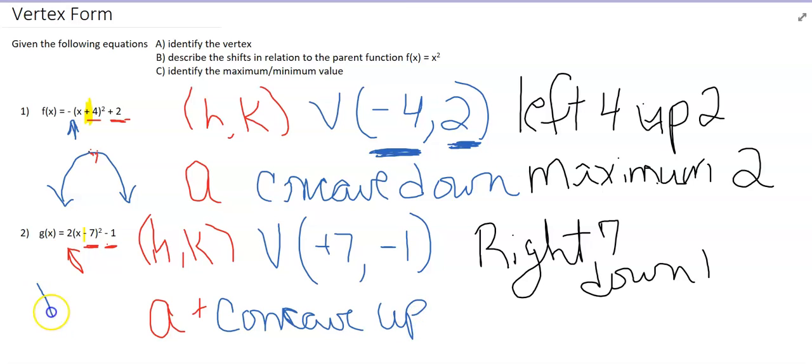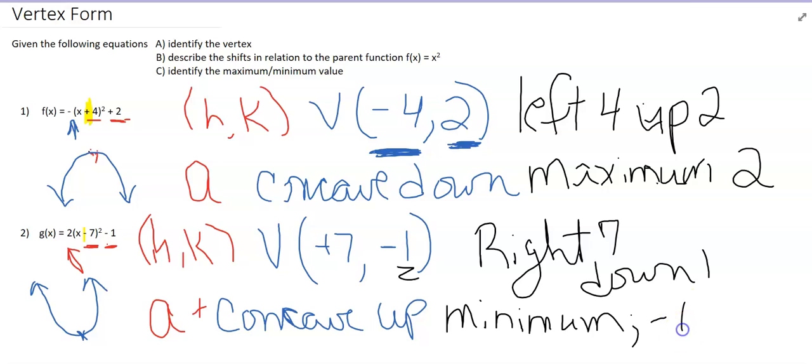And when your parabola is concave up, the vertex point is a minimum, because it's as low as it will ever be, and then the two ends will continue in the upward direction. So I know it's a minimum. And the value itself, I look to the y coordinate, whatever that is, my value. So it's a minimum of -1.